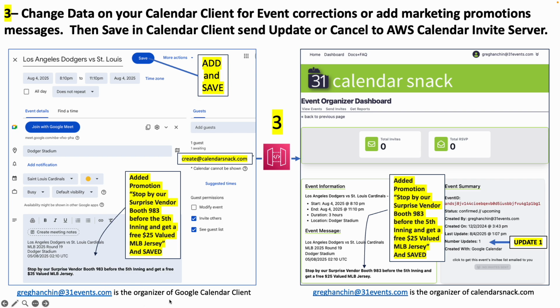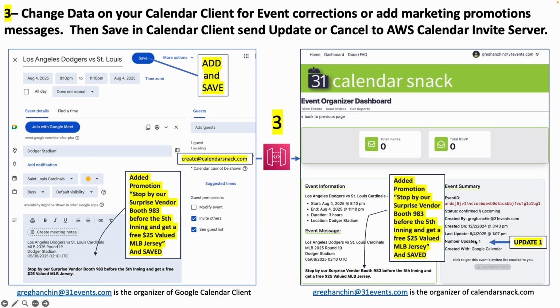So Greg Hanshin at 31 Events is the organizer. I went back into the original calendar client with this particular event. I added this, stop by our surprise vendor. I'm not going to read all through this, but I inserted basically this promotion into the calendar client, which I used, and I added it and I saved it, and it reprocessed the data, and then we step up the data here into update 1.